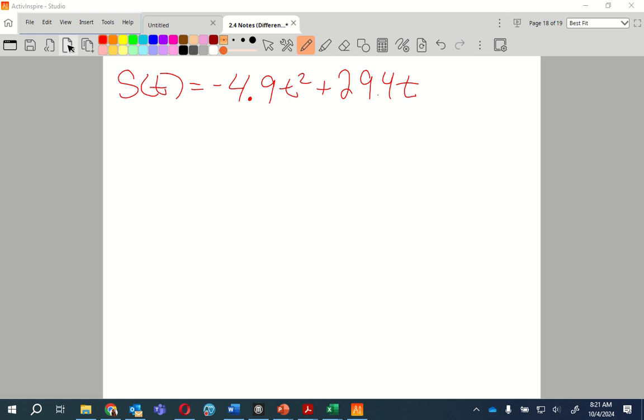Now let's go ahead and take the derivative. So if I take the derivative, my s prime of t, which is the same as saying v of t, because you're going to see it in both manners here, v of t, s of t. Okay, so equals, let's take the derivative. This is going to give me, what's that? Negative 9.8 t plus 29.4.